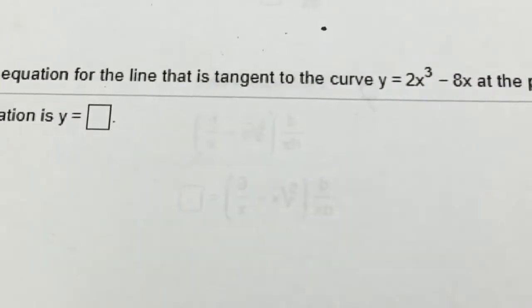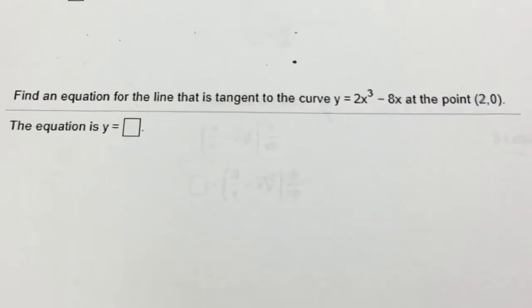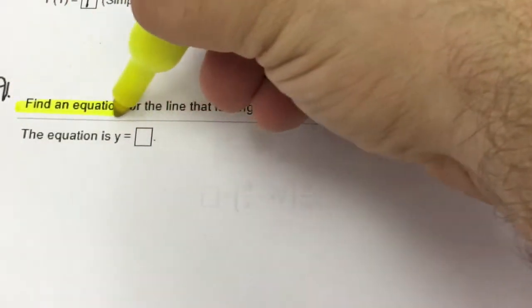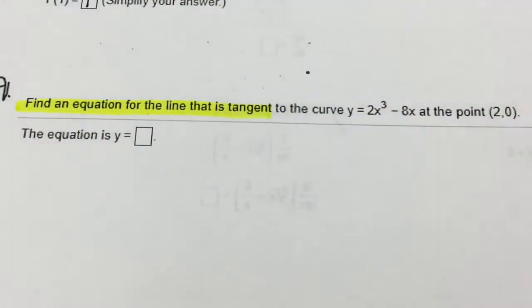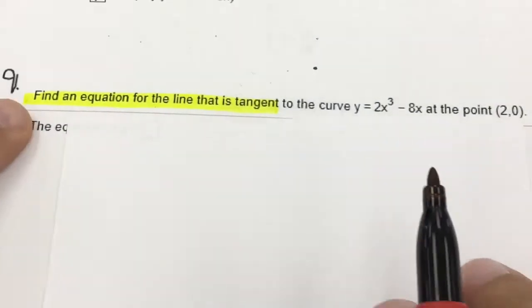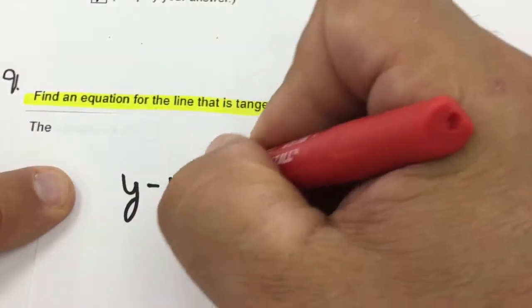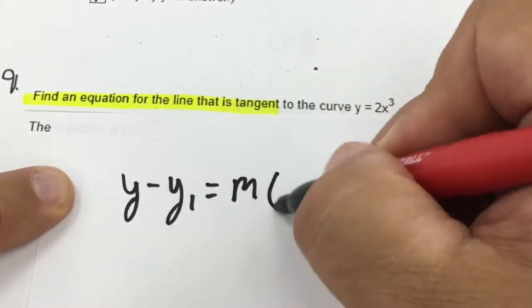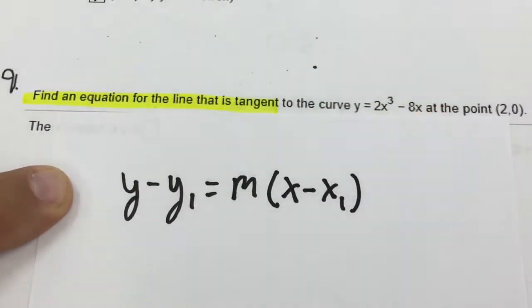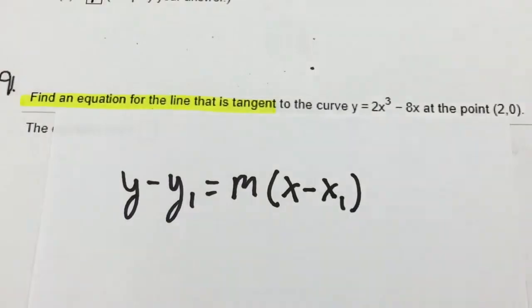Now this is involved. We want to get used to when it says find the equation for the line that is tangent. When it says that, what you might want to think is this formula from Algebra 1. When it says find an equation of a line, it's going to be y minus y sub 1 equals m, which is the derivative, times x minus x sub 1. We're going to be using that formula quite often.